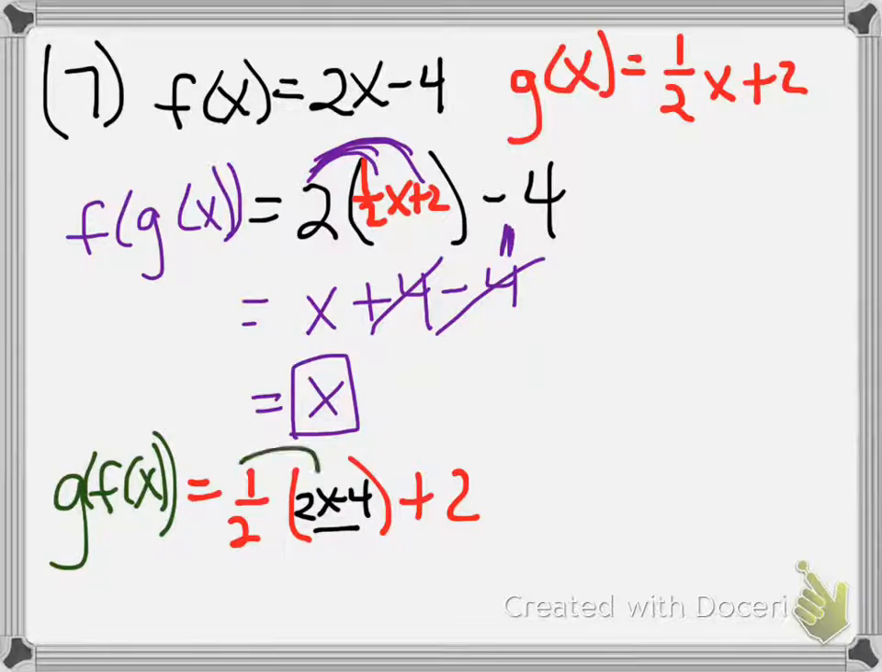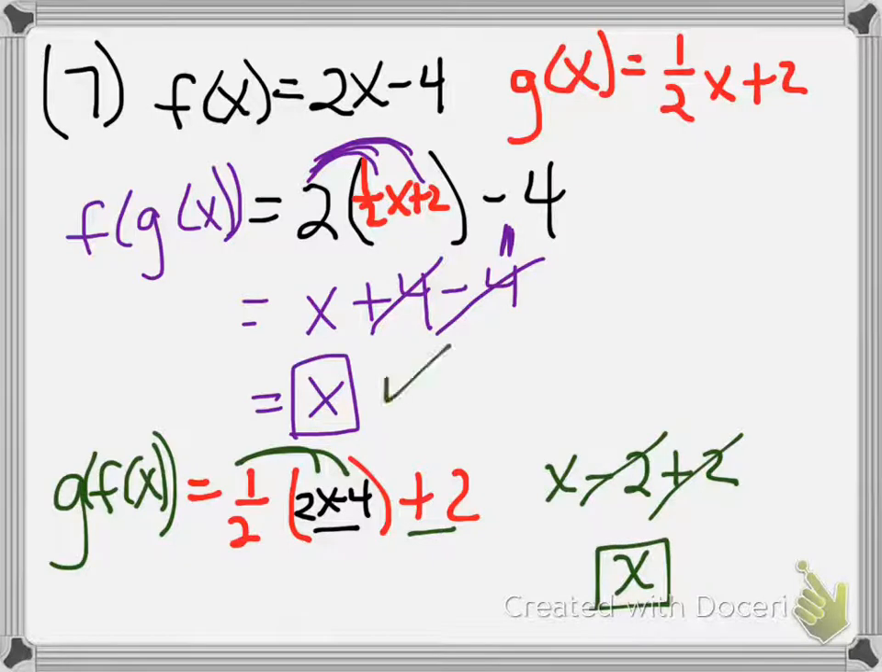Now if I simplify this, 1/2 times 2x is just x. 1/2 times 4, it's really a negative 4, so 1/2 times negative 4 is negative 2. Then I have plus 2 at the end. And of course, looking at this, minus 2 plus 2 cancels and we're left with x. This is your goal, and when it tells you to verify, you know that it's going to equal x, you just have to show the steps.